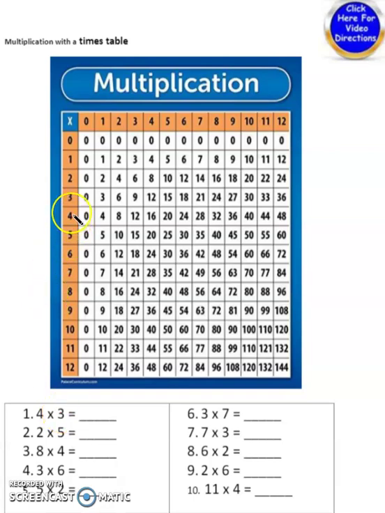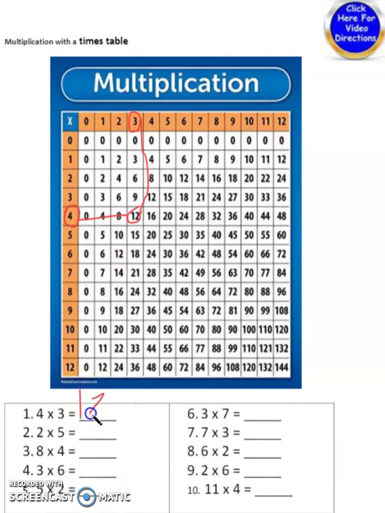I'm going to look over here at my orange column going up and down. These are called factors, and I'm multiplying 4 times the factor of 3. So I'm going to circle those two numbers. Then I'm going to connect them with a line going across until I get to the 3 column. 4 groups of 3 equals 12.